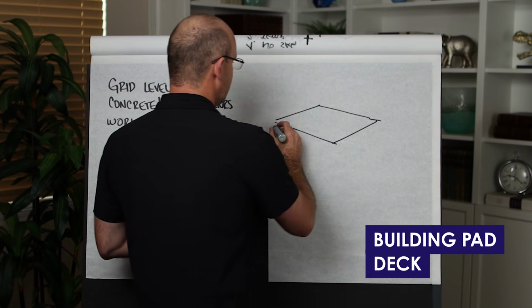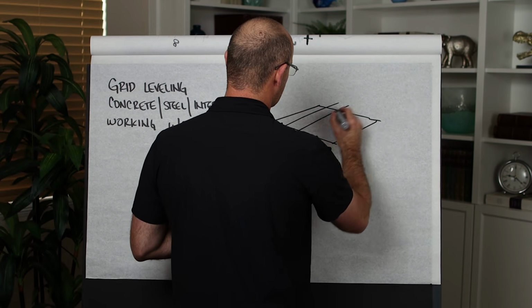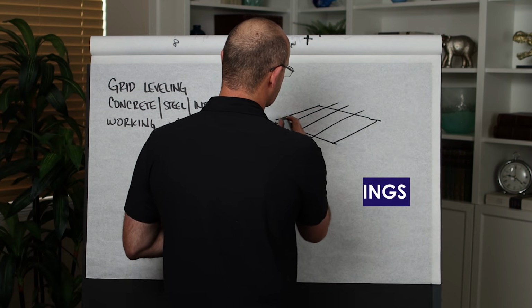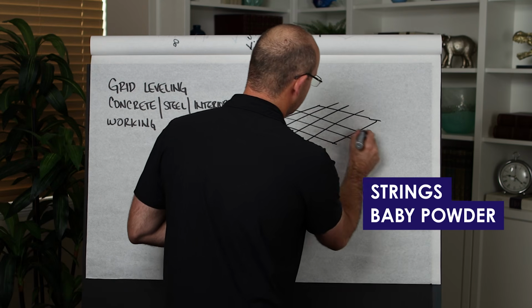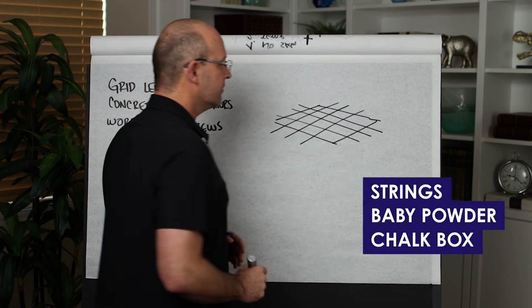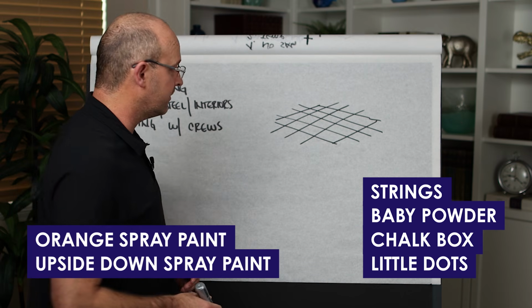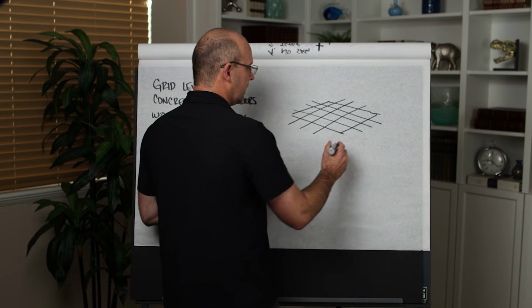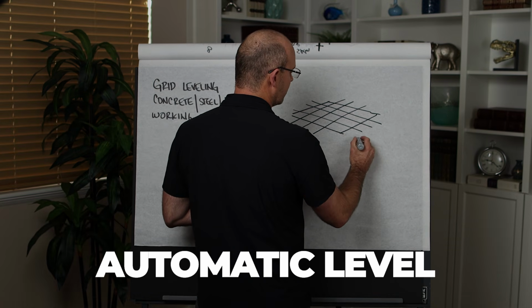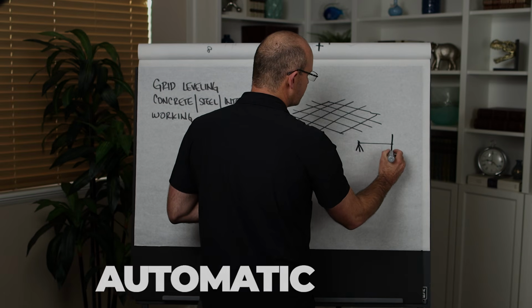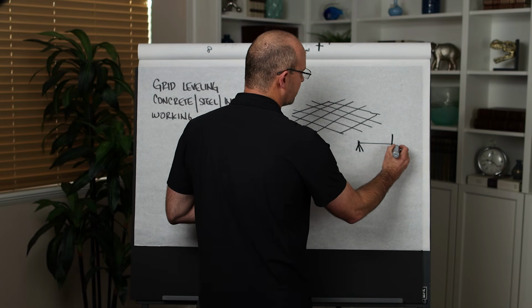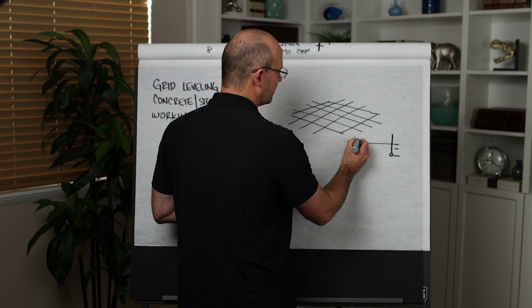Grid leveling is where you literally grid off. And you can do this with strings, you can do this with baby powder in a chalk box, you can do this with just little dots with your orange spray paint, your upside down spray paint. Once you have your grid, you can set up your automatic level, sight to a benchmark, and pick up the actual benchmark plus your back sight equals your instrument height.